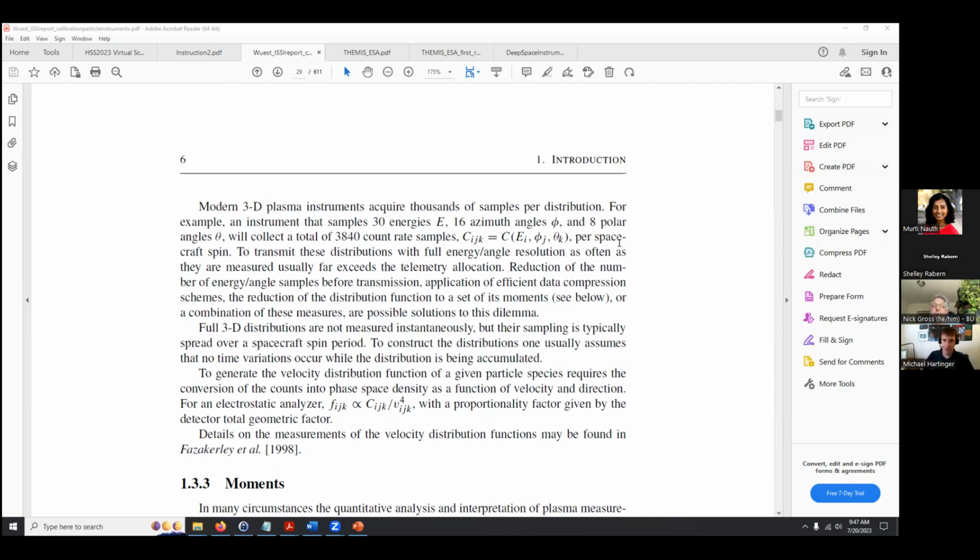I think that was from when I was trying to do the same thing with Wind, trying to understand what Wind was doing, but we'll go with this.